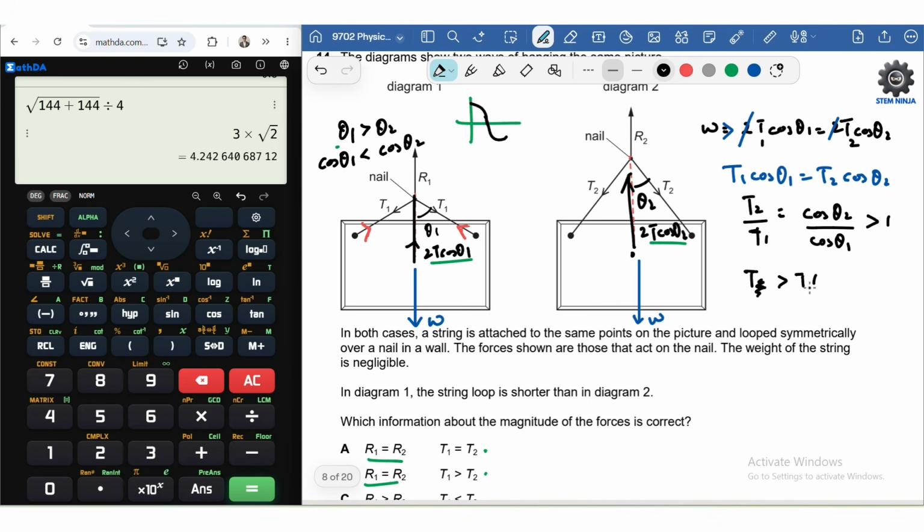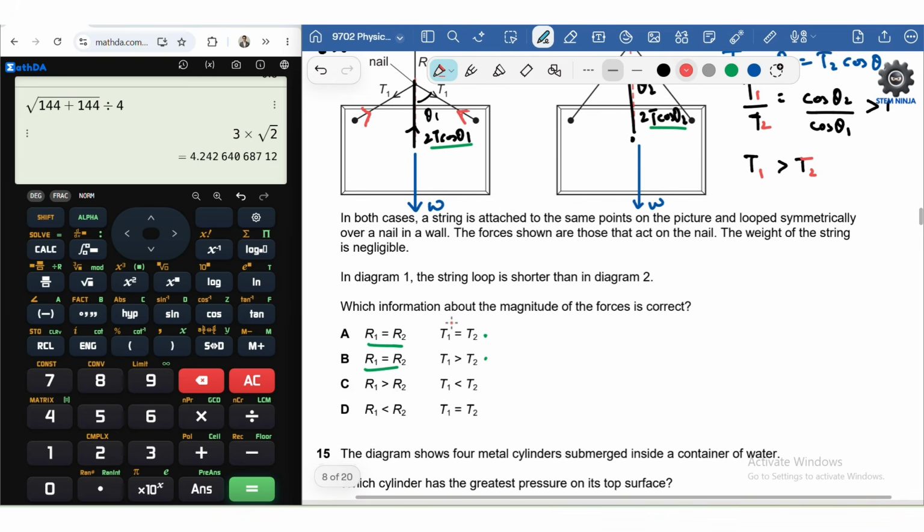Sorry, I wrote this incorrectly. Wait a second. This was cross multiplied. So this is your 1, this is your 2. So T1 is greater than T2. Yes, okay. Now which one of them satisfies this? This one.